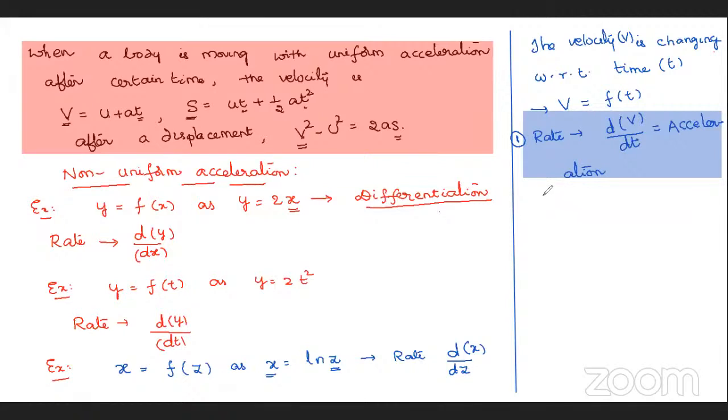Number two. Suppose the velocity is changing with respect to displacement. If those changes are uniform, we use the formula v square minus u square is equal to 2as. But I don't know. Velocity, I am taking it as v, and displacement, I take it as s. Here we write, means v is a function of s.